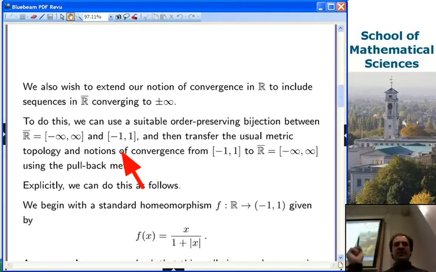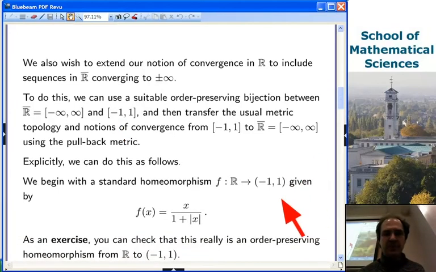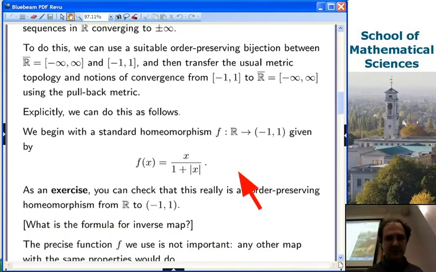So what do you have to do? First of all, we start with a homeomorphism from the real numbers to minus 1, 1. Now there's a lot of these around. Here's one of them. And I don't really care which one you use, but I would like you to use an order-preserving one. You could flip the order if you want. That would just make everything a little bit strange. So I prefer to use an order-preserving homeomorphism like this one.